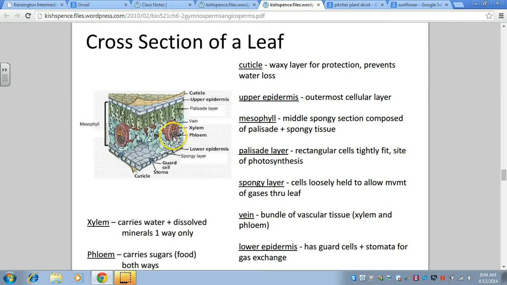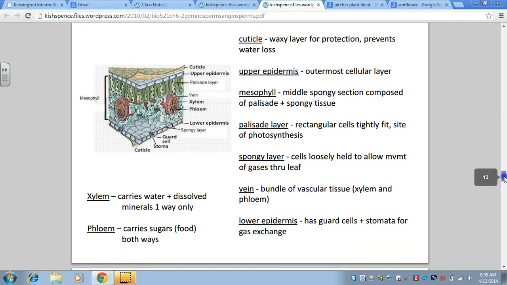Now the phloem, think phloem and food. Phloem carries nutrients, and it can go in either direction, because if the plant isn't getting enough, then you have to be able to get it from the storage areas. But when it's making it in the upper part of the plant, sometimes it needs to send it down to the other parts of the plant so that they can get food, or so that it can be stored. So that is the vascular tissue and the parts of the leaf.